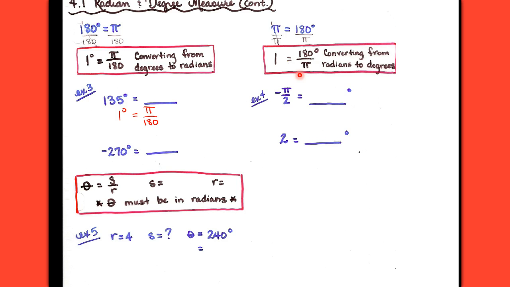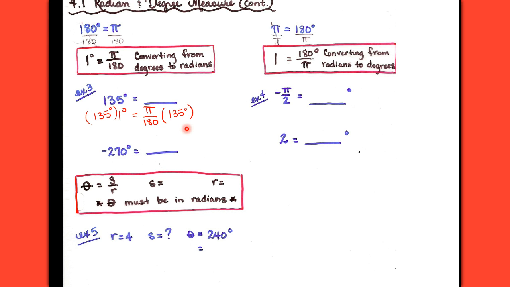So let's say that we have 135 degrees and we want to convert that to radians. If I'm going to convert from degrees to radians, I'm going to use my conversion formula that 1 degree is pi over 180 radians. On my left-hand side, I don't have 1 degree. I have 135 of them. So I need to multiply this left side by 135 to get the number of degrees that I need. Of course, what I do to one side, I have to do to the other side. So if I multiply the left-hand side by 135, I'm going to need to multiply the right-hand side by 135.